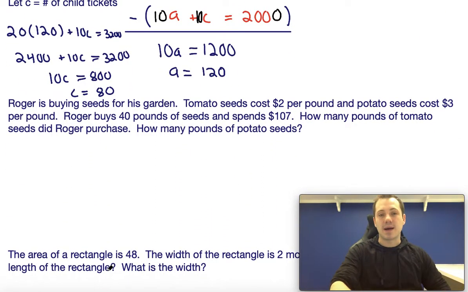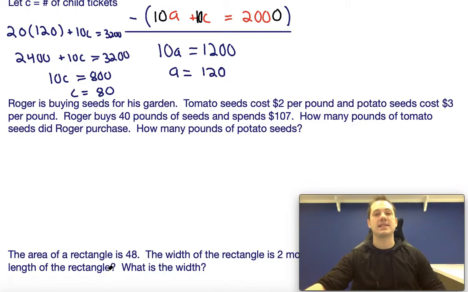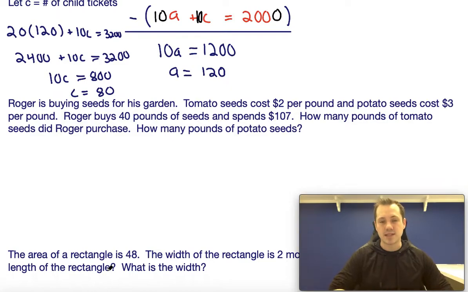So Roger is buying seeds for his garden. Tomato seeds cost $2 a pound, and potato seeds cost $3 a pound. He's buying 40 pounds of seeds and spends $107. How many pounds of tomato seeds did Roger purchase? And how about how many pounds of potato seeds?